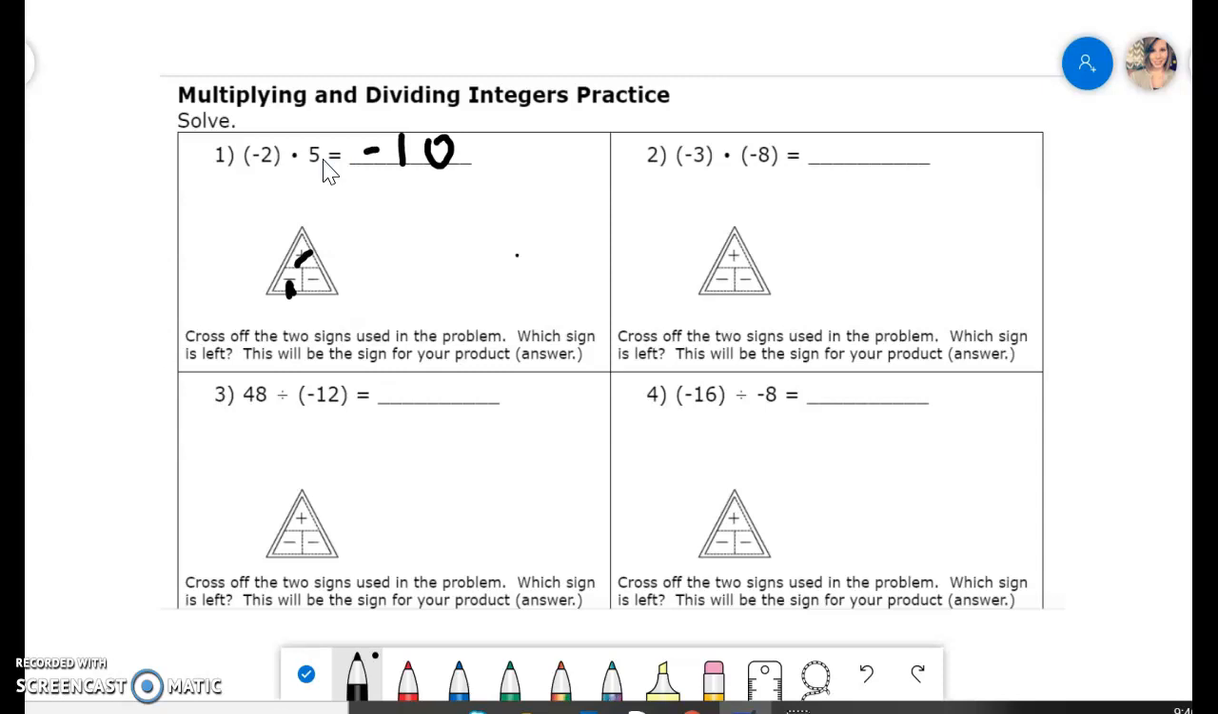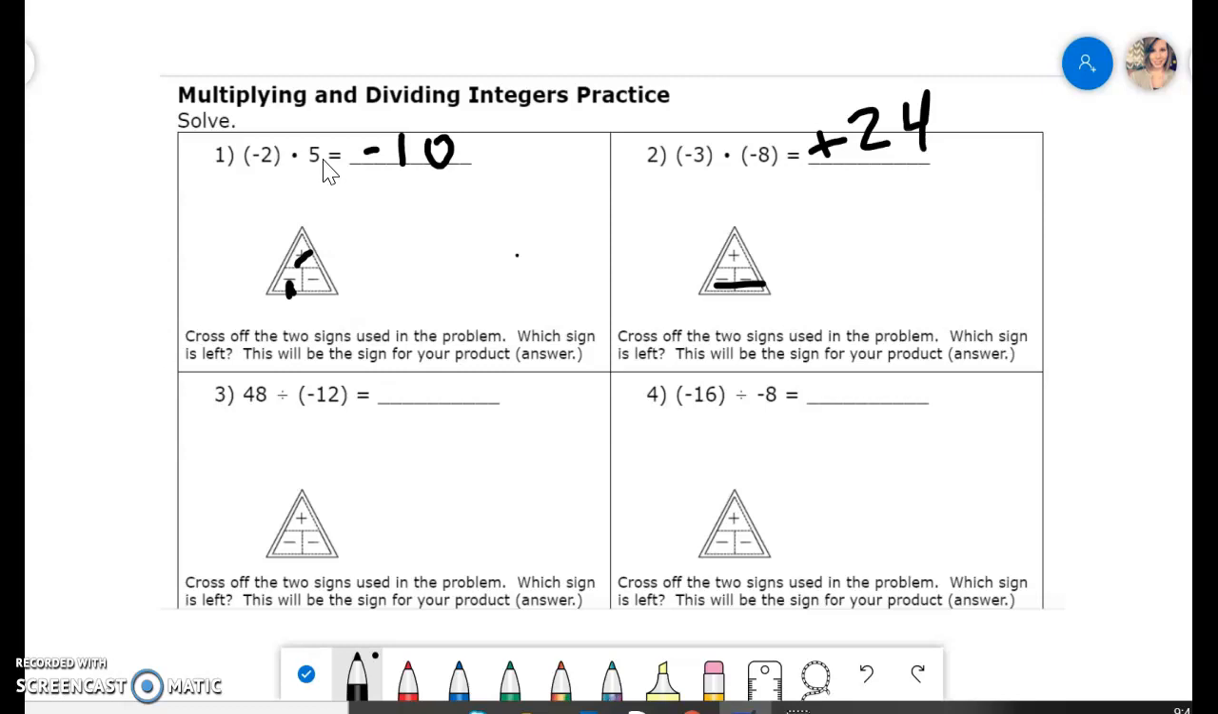Number 2, it's a multiplication problem again. 3 times 8 is 24. And then we have 2 negatives here, so I'm going to cross out both negatives. That leaves me with a positive. We don't have to write the plus sign. You can write it like this, or you can leave it without. That means the same.